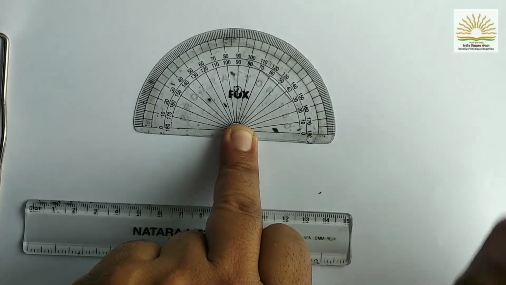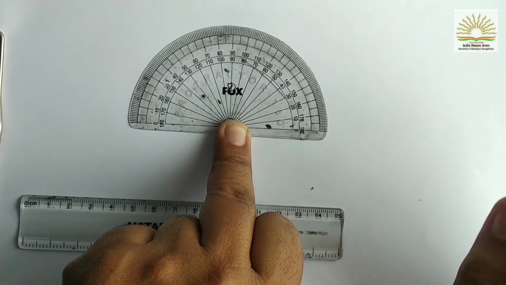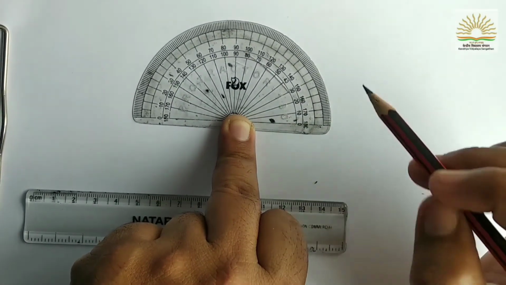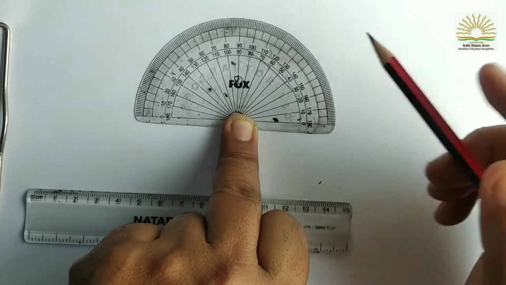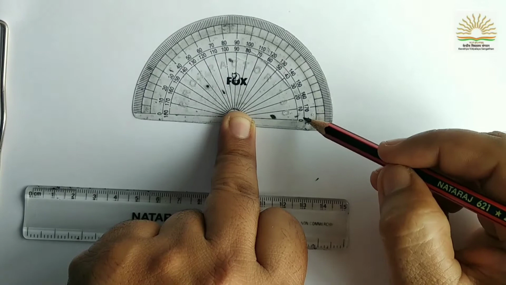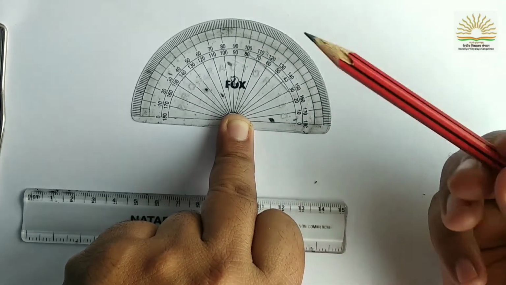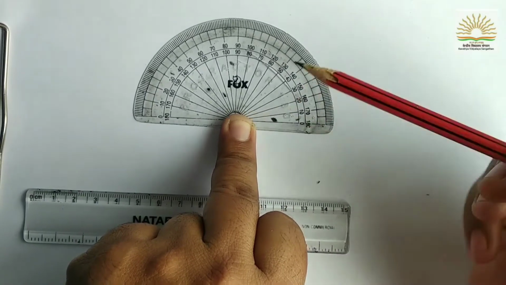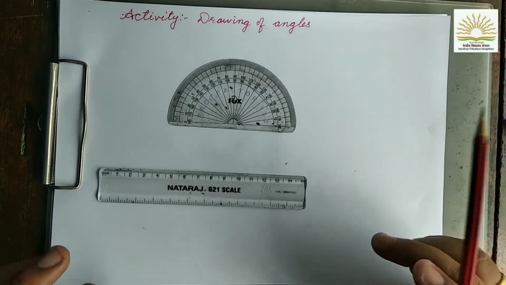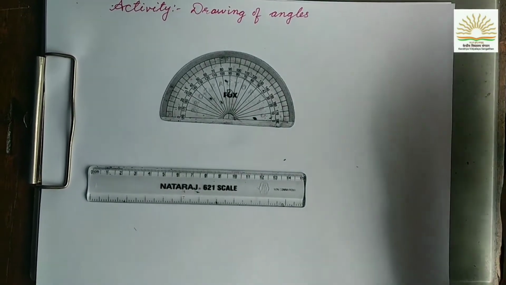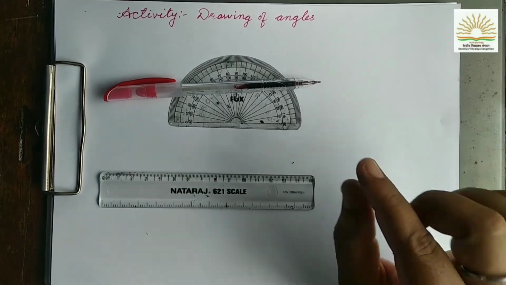But when we are learning to draw angles, first of all we will start drawing angles from the right side of the protractor. Do remember how we have to draw angles from the right side of the protractor. Here you have to use a scale, your protractor and your ruler. I am using a red pen so that you can visualize it clearly.